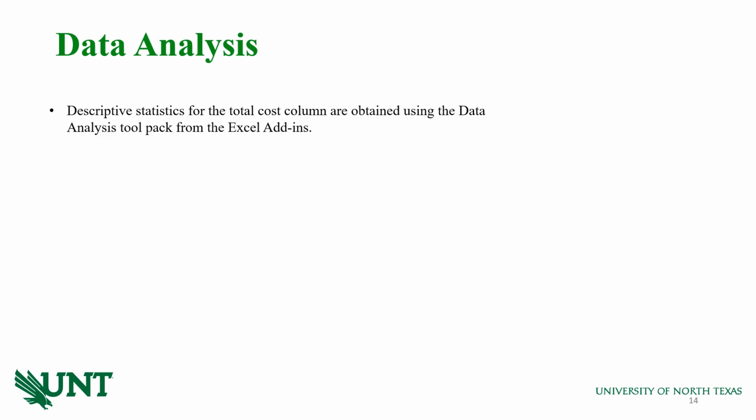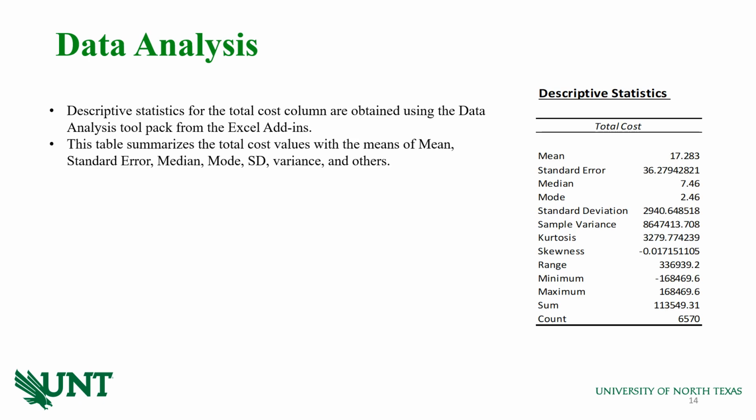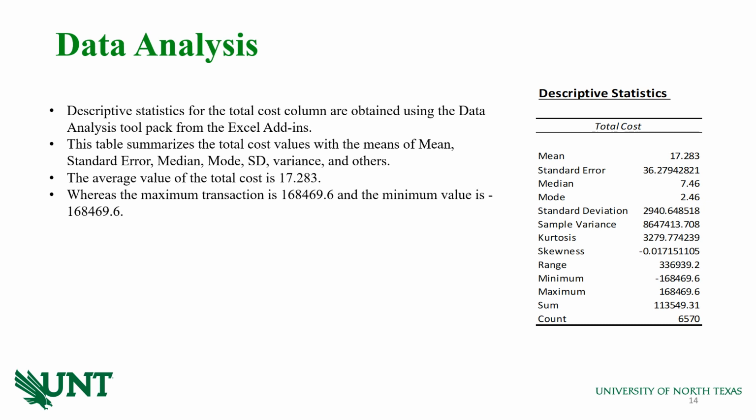Descriptive statistics of the total cost column were obtained using the Data Analysis ToolPak from the Excel add-ins. The table summarizes the total cost values with the mean, standard error, median, SD, variance and others. The average value of the total cost is 17,283, whereas the maximum transaction is 16,849.6 and the minimum value is 16.